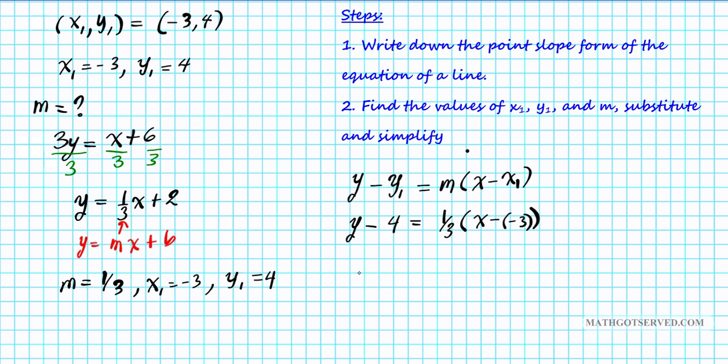Put this in slope-intercept form. So we have y minus 4 equals, now we're going to distribute the 1/3, but before we do that, let's do one step at a time so no one gets confused. We have x minus times minus is plus 3. And then you can write x over 1 as a fraction and 3 over 1 as a fraction also. Now we're going to distribute 1/3 to these two terms in the parentheses. That yields y minus 4 equals 1/3 x plus 3 over 3. 3 over 3 is just 1, right?